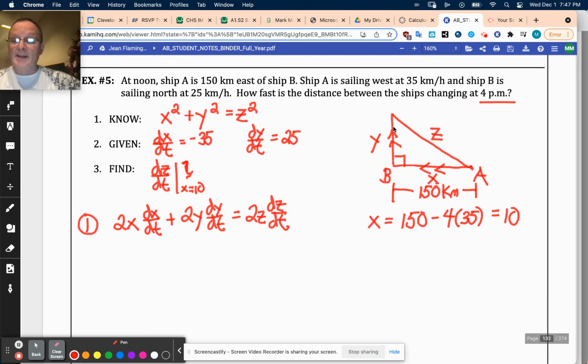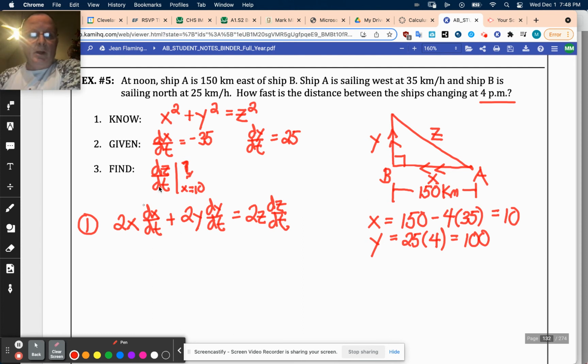Okay, and then y started at nothing, and so y is going 25 kilometers per hour for 4 hours. Well, that's going to be 25 times 4. Yeah, this one's pretty challenging, but I think now that we've got this all labeled, we should be good to go because we can substitute everything in. So that's 100. All right, and let's just go.